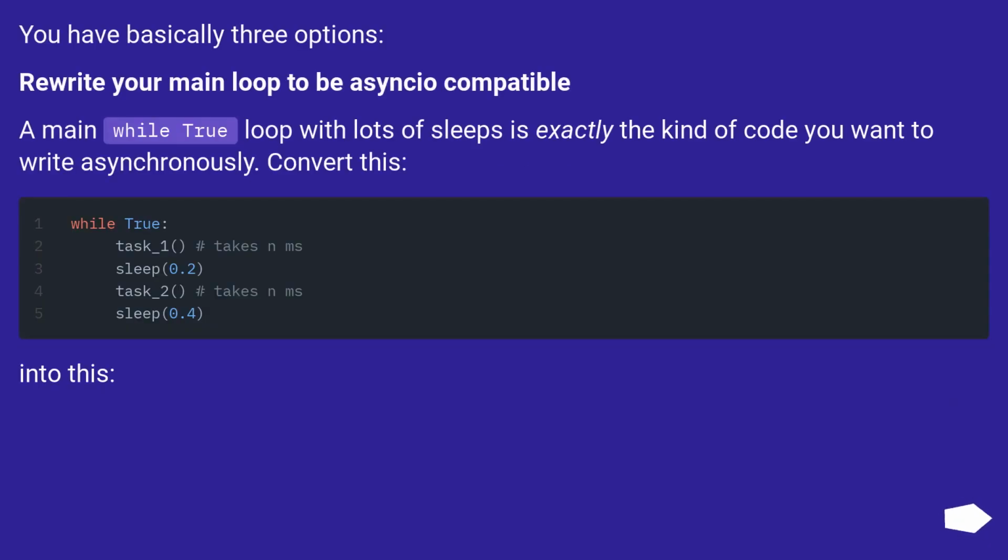You have basically three options. Rewrite your main loop to be asyncio compatible. A main while-true loop with lots of sleeps is exactly the kind of code you want to write asynchronously. Convert this into this.